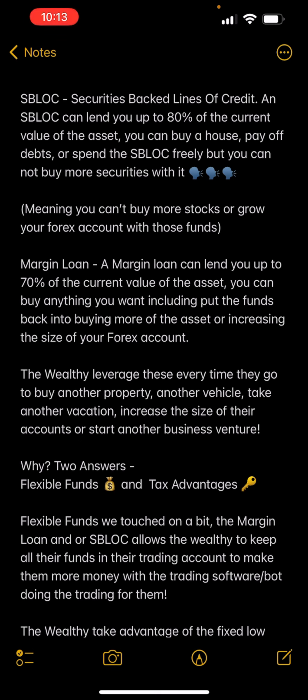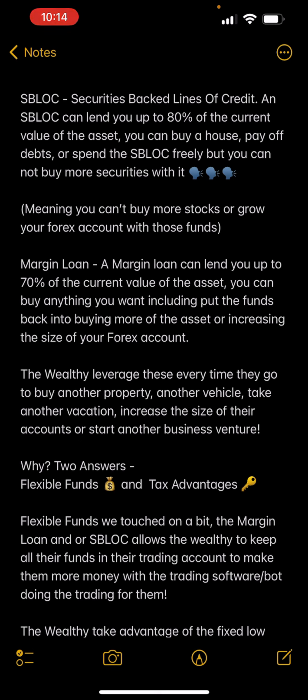An S block is a securities-backed line of credit. And an S block means that you can lend up to 80% of the current value of that asset and be able to spend that money. You can buy a house with it, you can pay off debts with it, or you can spend the S block freely, but you cannot buy more securities with it. So you wouldn't be able to buy more stocks. You wouldn't be able to fill up your Forex account. You wouldn't be able to buy cryptos if you were doing the same thing in the crypto world, right? You wouldn't be able to increase your crypto wallet. You would have to spend the S block in the ways that I mentioned there for you.